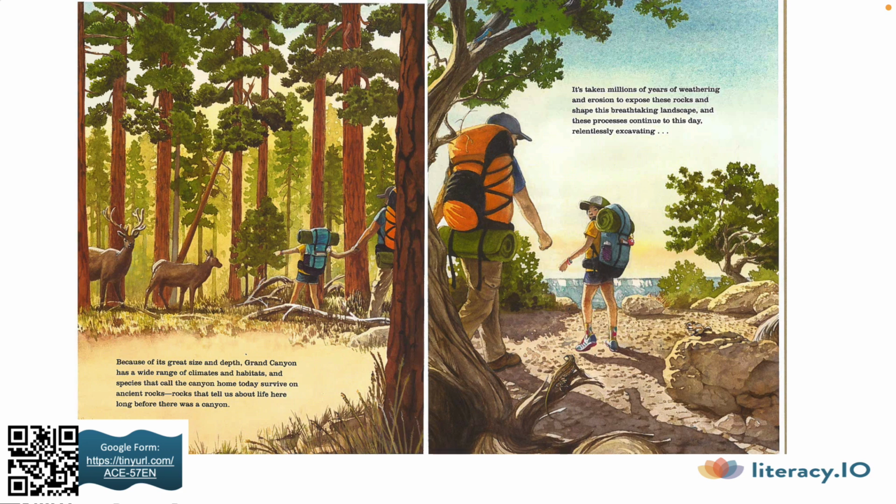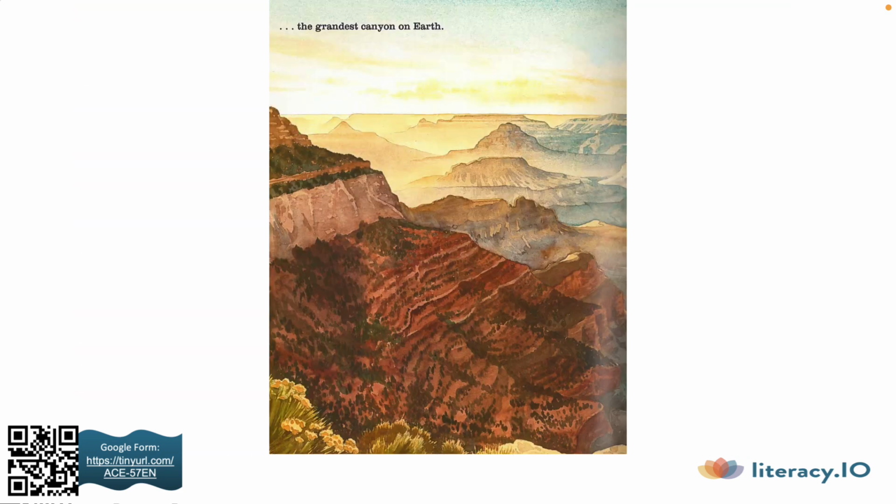Because of its great size and depth, Grand Canyon has a wide range of climates and habitats, and species that call the canyon home today survive on ancient rocks. Rocks that tell us about life here long before there was a canyon. It's taken millions of years of weathering and erosion to expose these rocks and shape this breathtaking landscape, and these processes continue to this day, relentlessly excavating the greatest canyon on Earth.